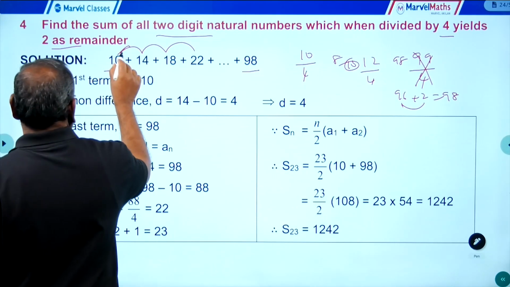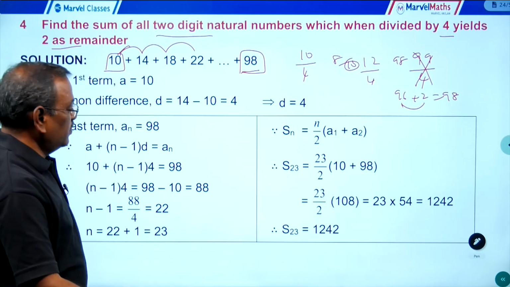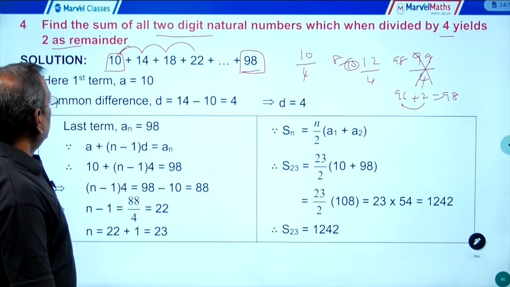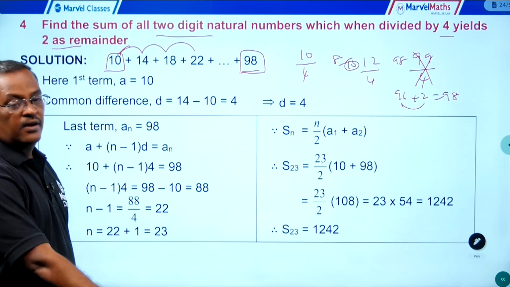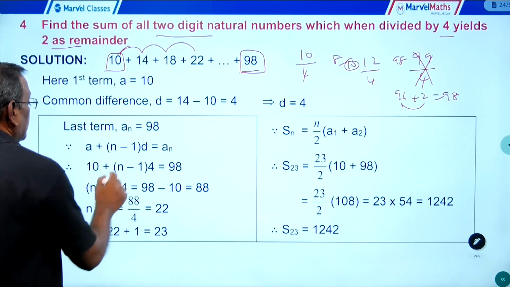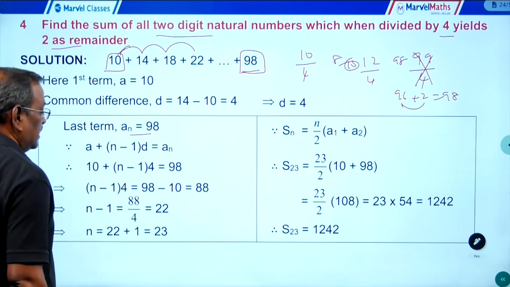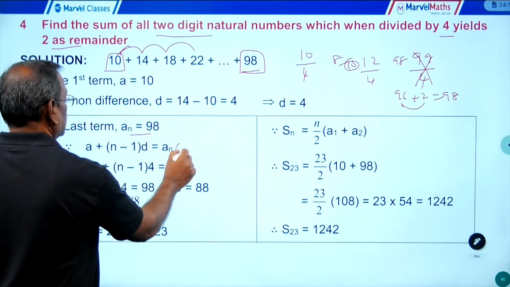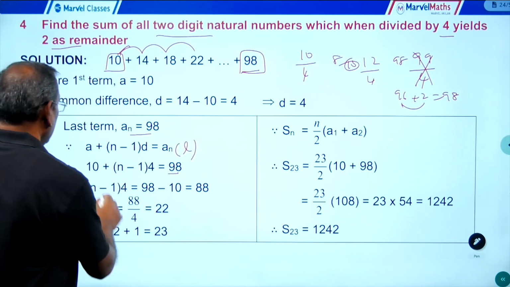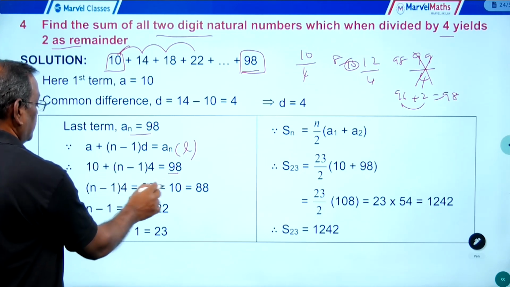So how to find first number and last number? These two are the important working rule. Now the question is how to find the sum. First find the value of n. So how to calculate n? Let an equal to 98. A plus n minus 1 into d equal to 98. But an means last number, let it be this L also, 98. A equal to 10, plus n minus 1 into 4 equal to 98. N minus 1 into 4 equal to 88.